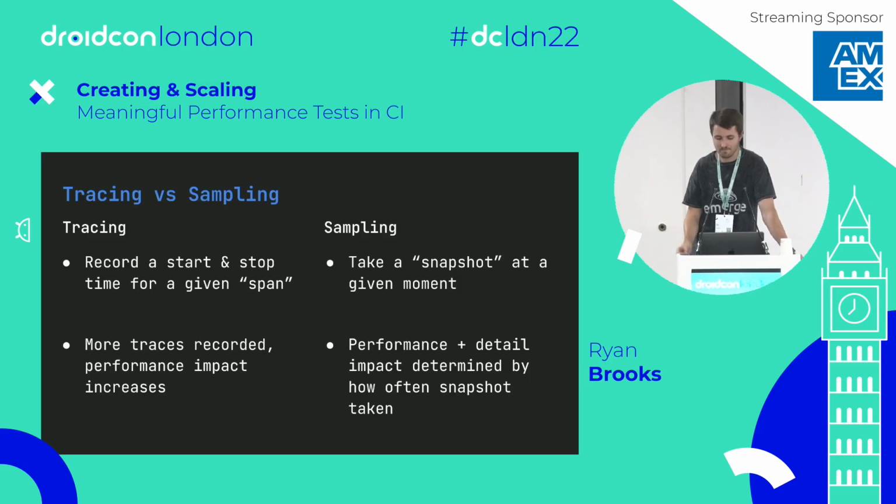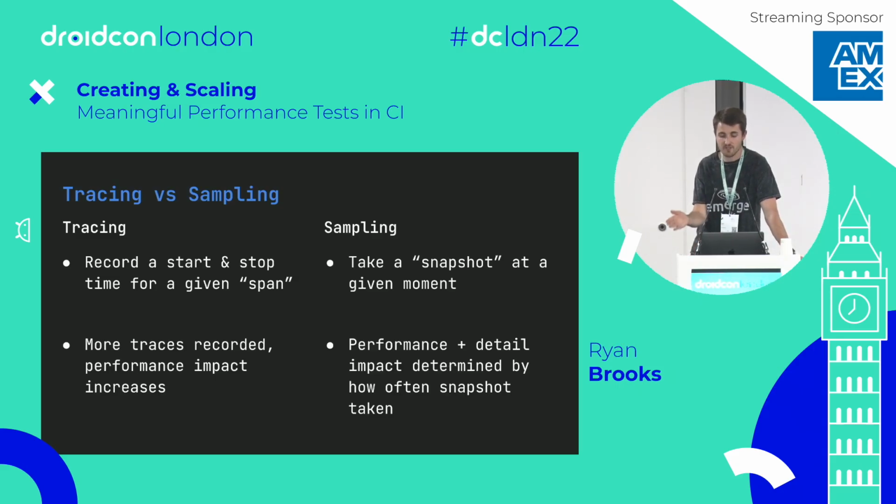Sampling, on the other hand, is essentially taking a snapshot of the computer's state at a given time. That's often done with a call stack snapshot to see what functions are actually being executed at this snapshot in time. And snapshots can be taken, just like tracing, as much as you would like. You can take one a second, or you can take one every half of a millisecond.